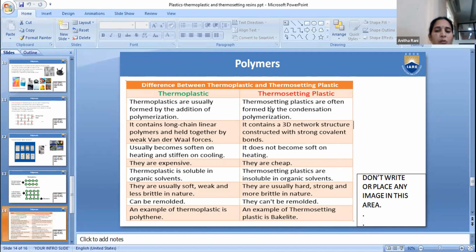Now tell me, what is condensation polymerization? This is different. We prepared nylon 66. Tell me now.